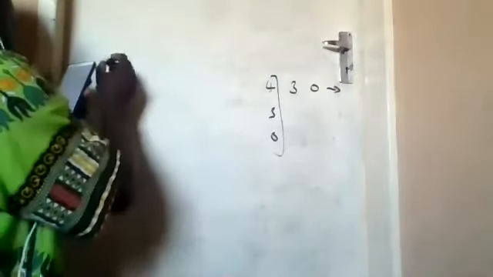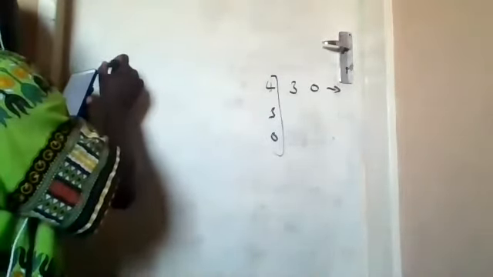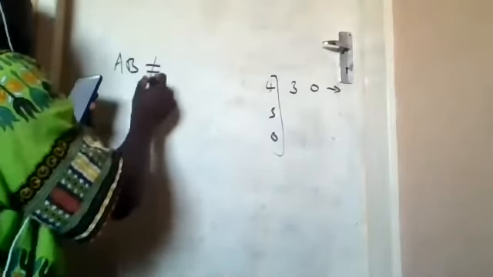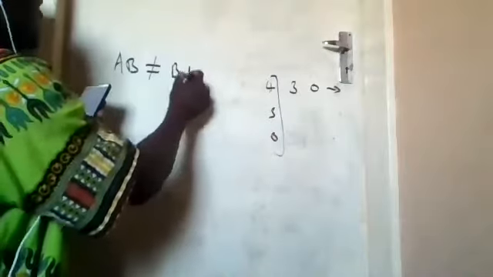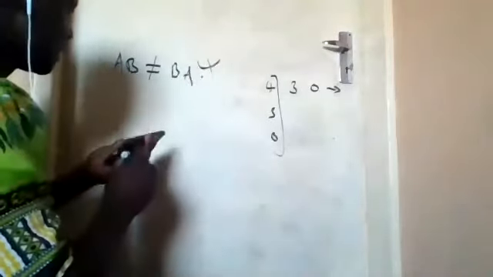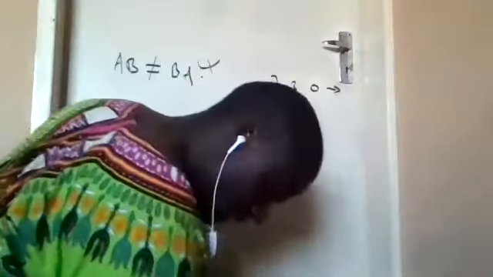Then we are multiplying A and B. Know that AB is not the same as BA. Let's hope you understand, because this cannot be multiplied. According to the matrices we are given, BA cannot be found. Only AB can be found.